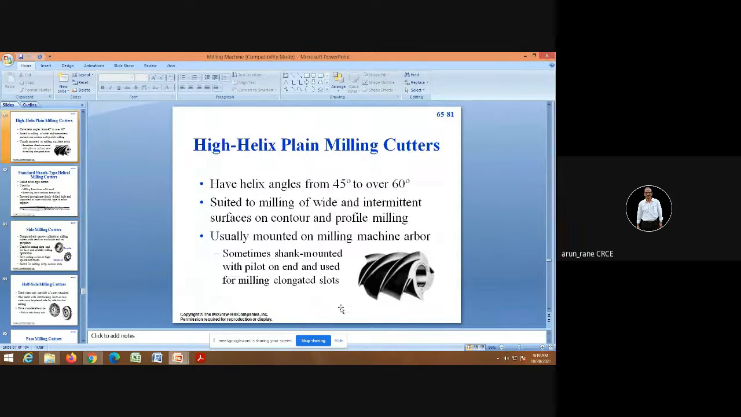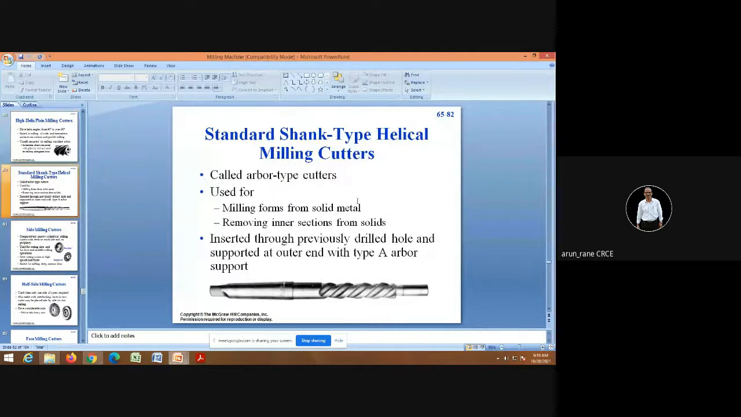This high helix plain milling cutter is not commonly used, so you need not study this. Again, this standard shank type helical milling cutter, this is a helical milling cutter. Again, here the helix angle is more. This is also not used commonly, and generally it is used on vertical milling machine.